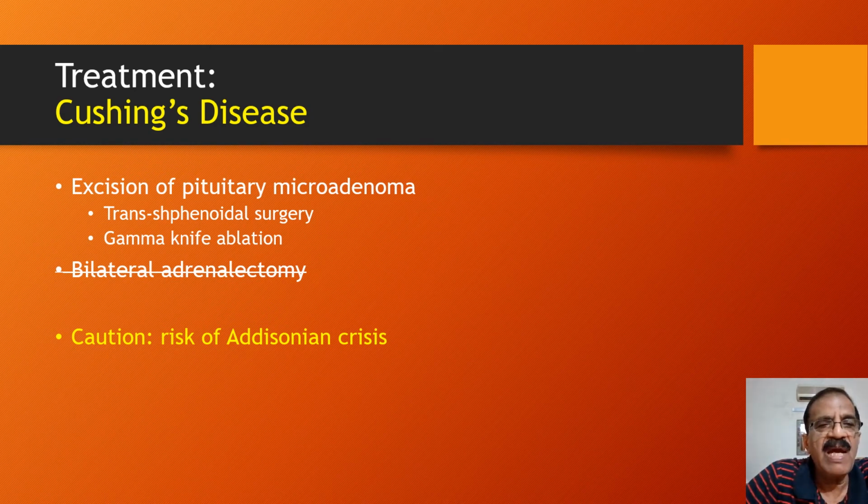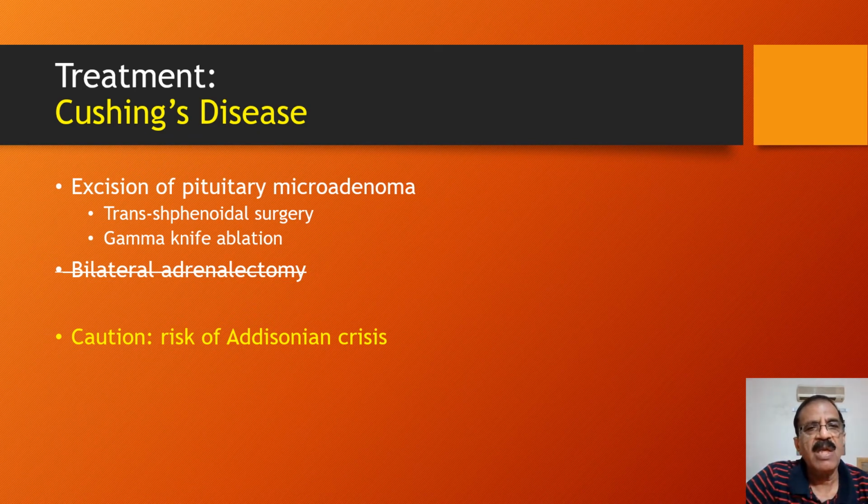Now, why I mentioned bilateral adrenalectomy and then struck it through, because previously it was not possible to diagnose microadenoma in the pituitary, and it was not possible to remove it. You know, pituitary gland is just a pea-sized gland, and removing adenoma from that gland was not easy. So somebody thought of bilateral adrenalectomy. Of course, it would end up having severe adrenal deficiency, then steroid would be replaced. So this used to be the treatment. Now that we have this possibility of removal of pituitary adenoma, then I think bilateral adrenalectomy is just the treatment of last resort.